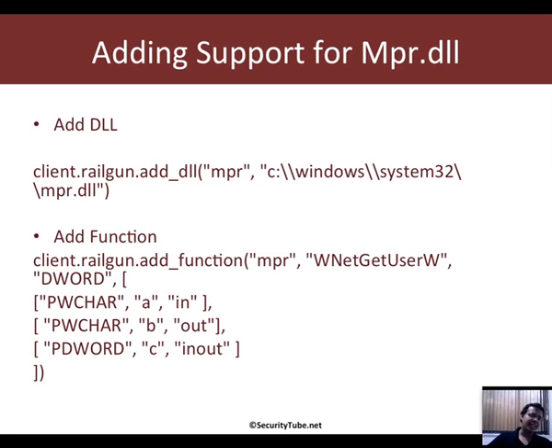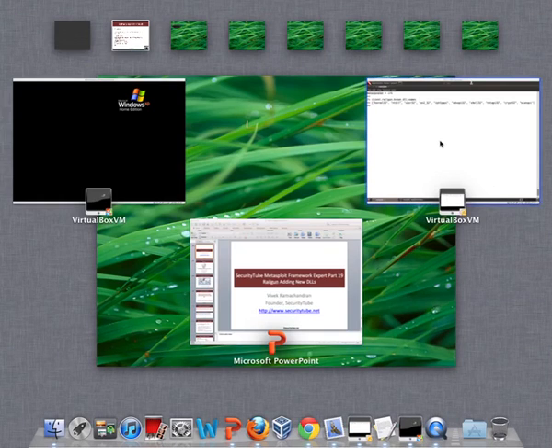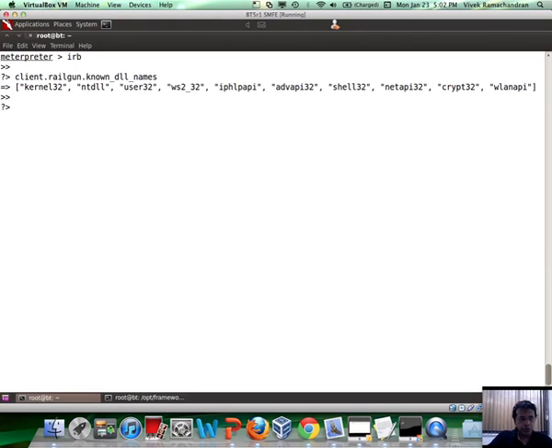So this is part A, where we look at how to add a runtime DLL. We can do this by calling client.railgun.addDLL, right? So let's go ahead and do this. So here you go, client.railgun.addDLL. The name of our DLL is Mpr, and then we go ahead and give the location of the DLL. Now this is a DLL which ships with Windows, right? So in our case right now, it's Windows System32, and then you have Mpr.dll.